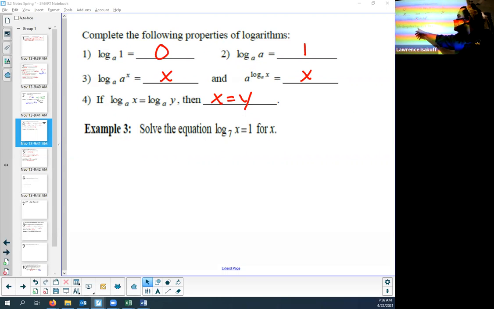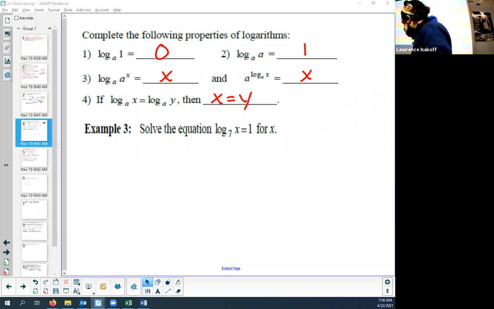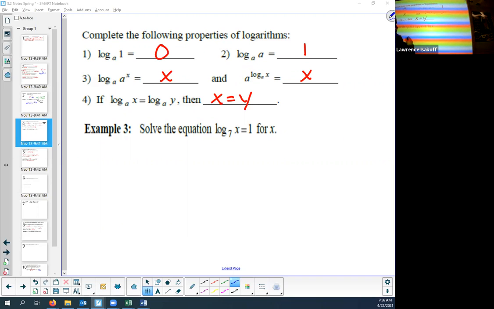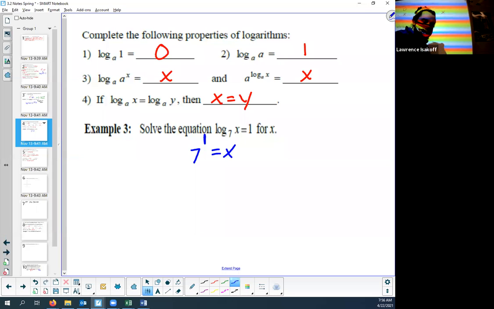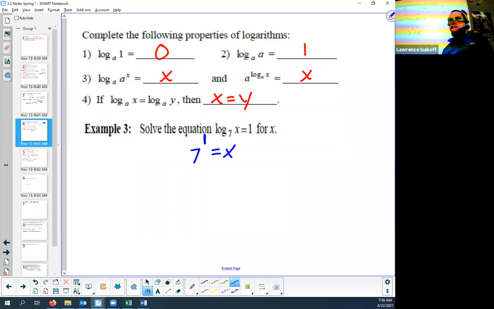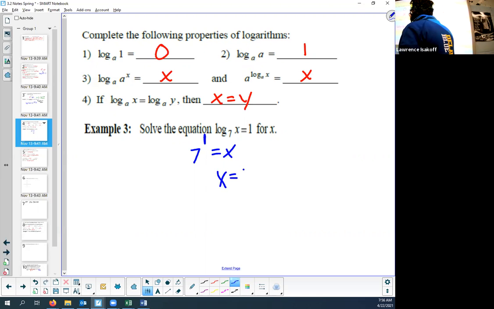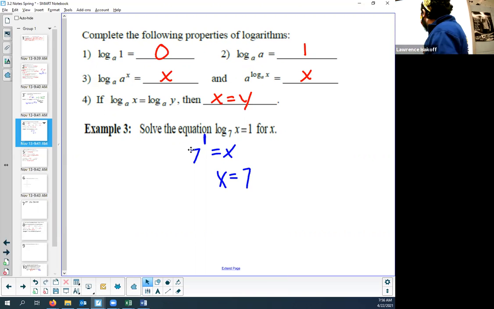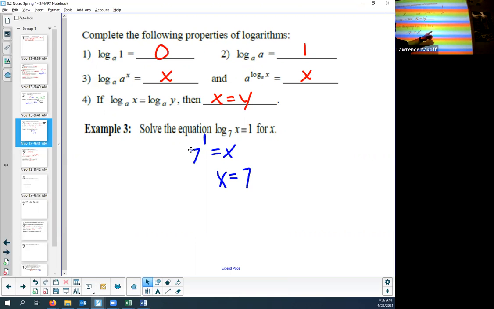So for this, log base 7 of x equals 1. I'm actually just going to do a rewrite on this. So log, my base is 7, of x. So that means it has to equal x equals 1. So my power is 1. What's 7 to the power of 1? 7. X equals 7.